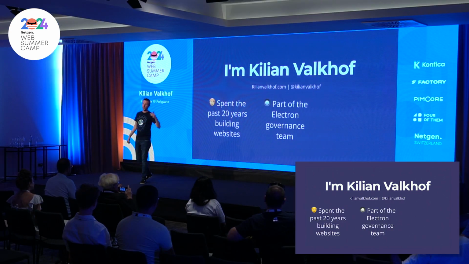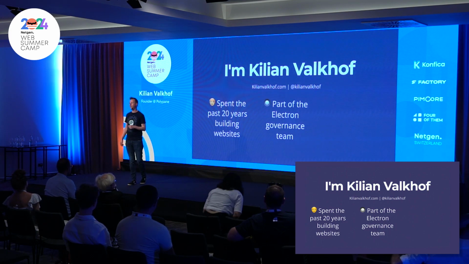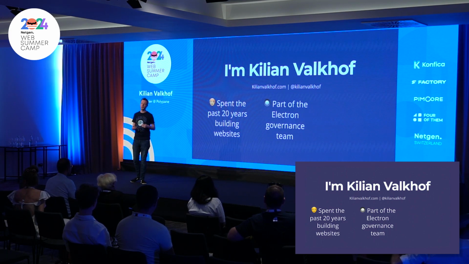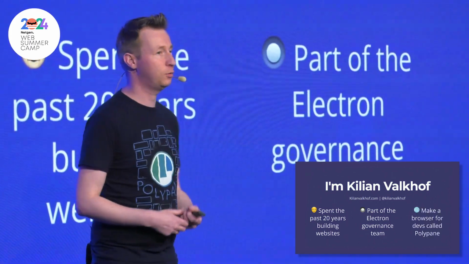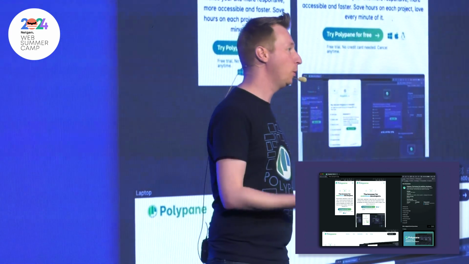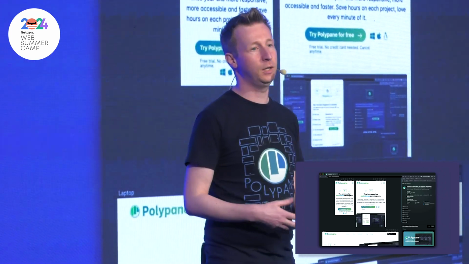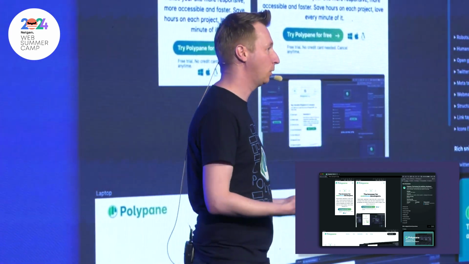I've been building websites for over 20 years. I am part of the Electron governance team. If you're not familiar with Electron, it's a framework that uses web technologies to build desktop apps. So it combines Node and Chromium and lets you build things like Slack, VS Code, etc. I use that to build a browser called Polypane. It helps you with responsive design, accessibility, and overall website quality.